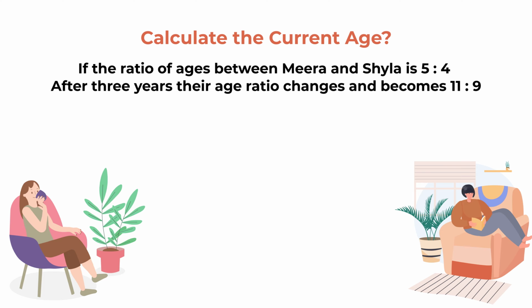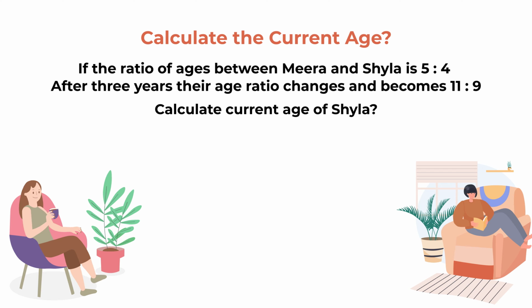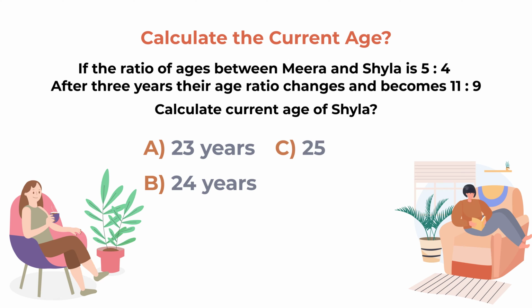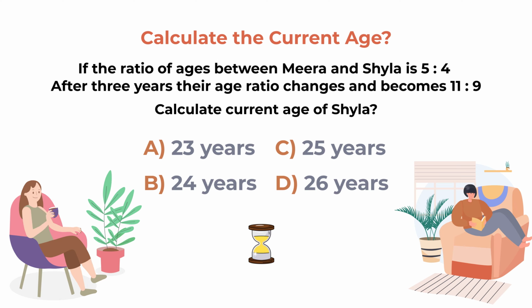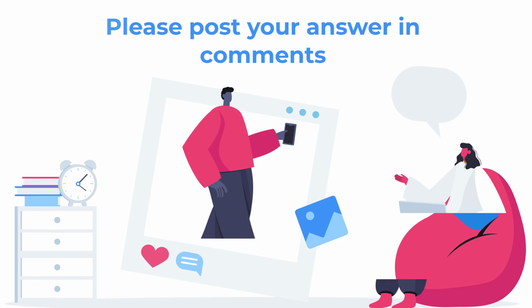And you have 4 different choices. Choice A, 23 years. Choice B, 24 years. Choice C, 25 years. And choice D, 26 years. Give yourself a little bit of time, maybe pause this video to see if you can come up with the solution on your own. Ready or not, I am going to share with you my solution. But if you have a better way to solve it, please make sure to share it in comments.